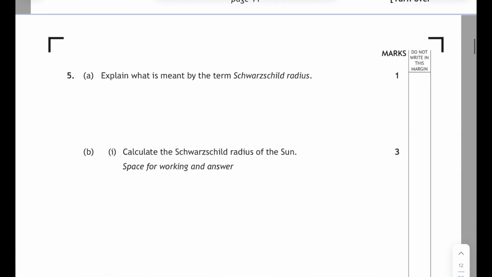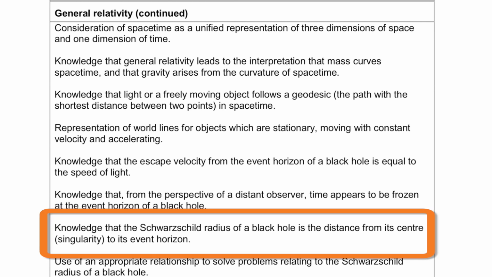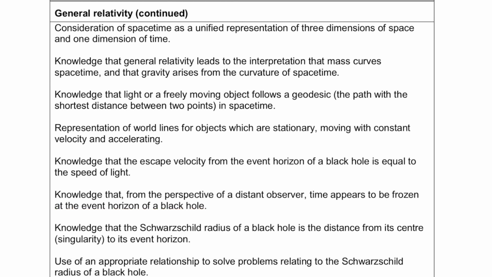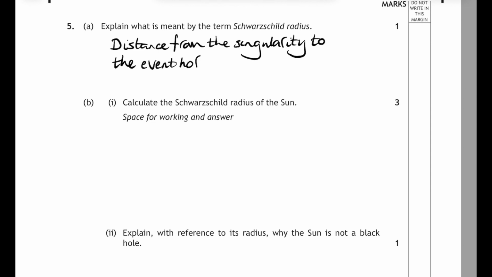So question 5a, explain what is meant by the term Schwarzschild radius. So we could go straight to the content statements for the answer for this, and there it is. It's knowledge that the Schwarzschild radius of a black hole is the distance from its centre to its event horizon. So let's just pop that in. Distance from the singularity to the event horizon. And of course the singularity is the centre of a black hole.